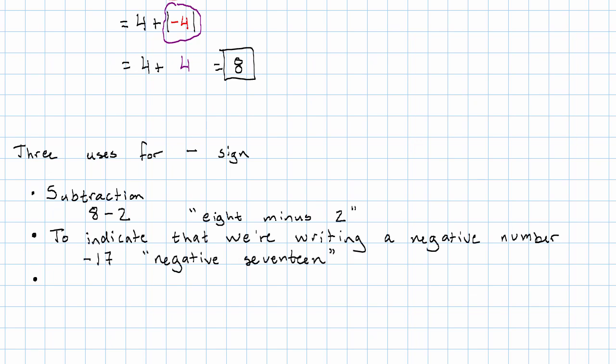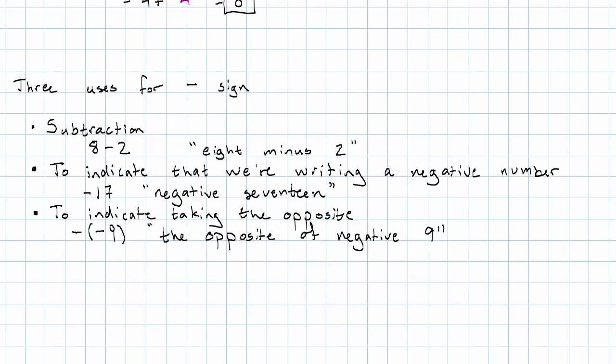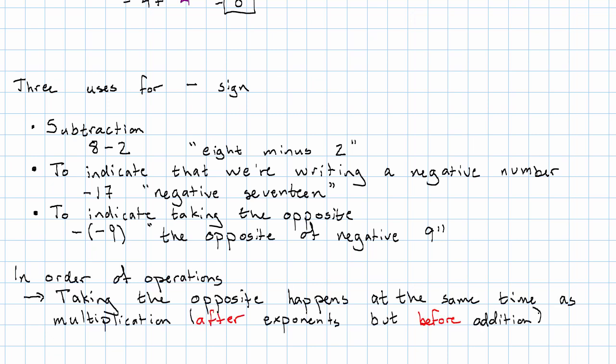And we can use it to indicate that we're taking the opposite. So if we write a negative sign followed by negative 9, we would read this as the opposite of negative 9. How do we understand these in terms of order of operations? Taking the opposite happens in order of operations at the same time as multiplication. So after exponents, but before addition.